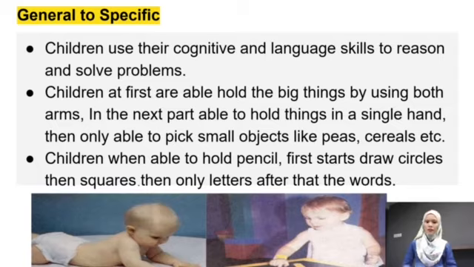Okay, and the last one, general to specific. Children use their cognitive and language skills to reason and solve problems. Children at first are able to hold the big things by using both arms. In the next part, able to hold things in a single hand. Then only able to pick small objects like peas, cereal, and so on. And the last one, children when able to hold pencils, first he will start draw circles, then squares, then only letters, after that the words.